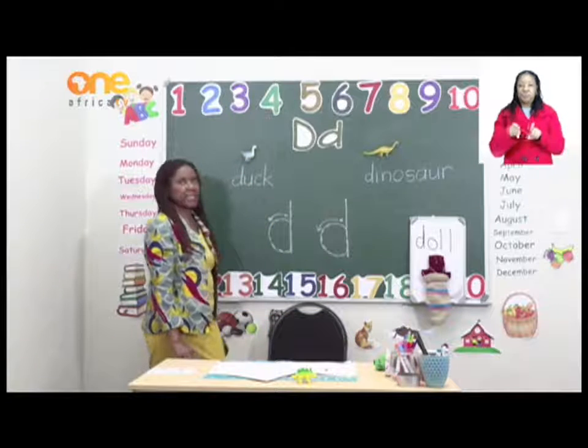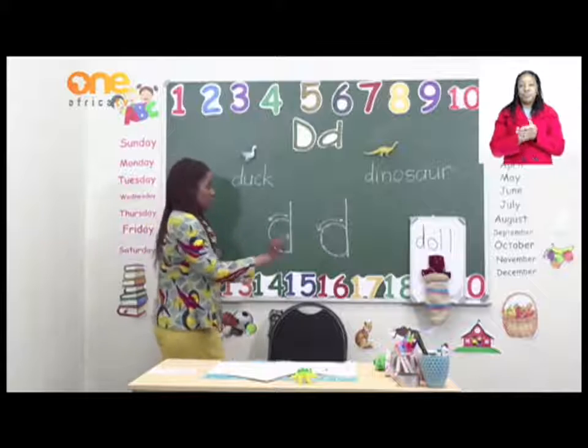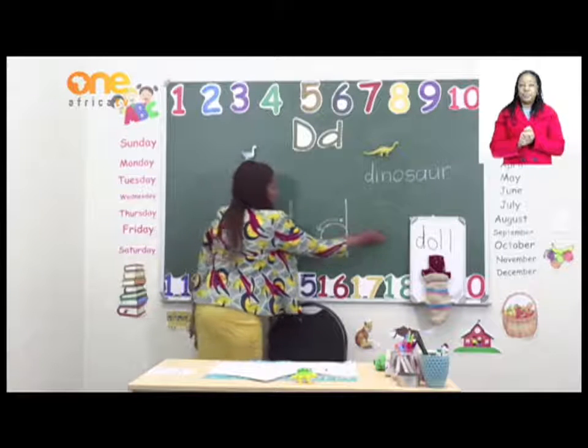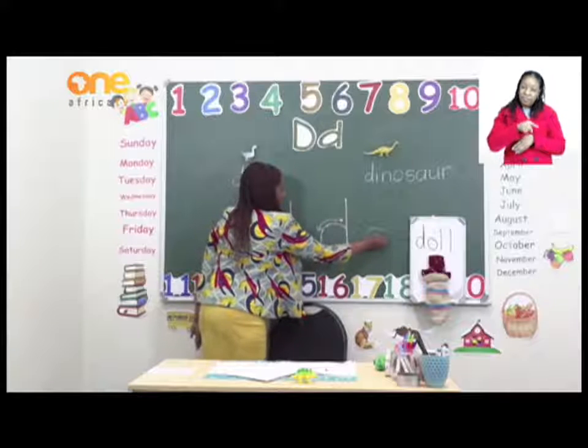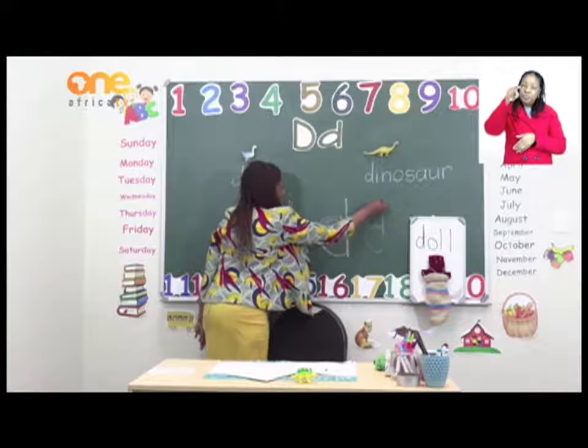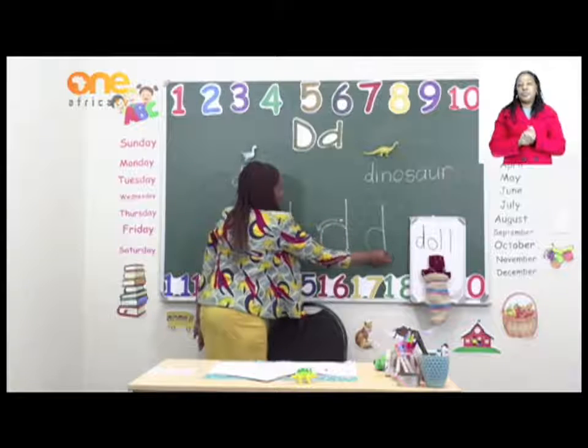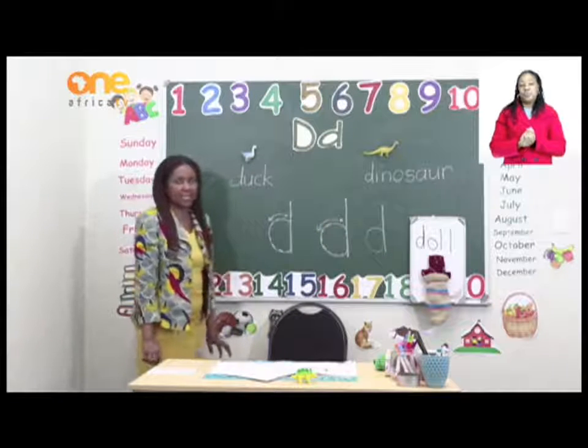I will write letter D without tracing so that you can see how this is done. We go round, straight up, up, up, and we go down. That is how we form letter D.